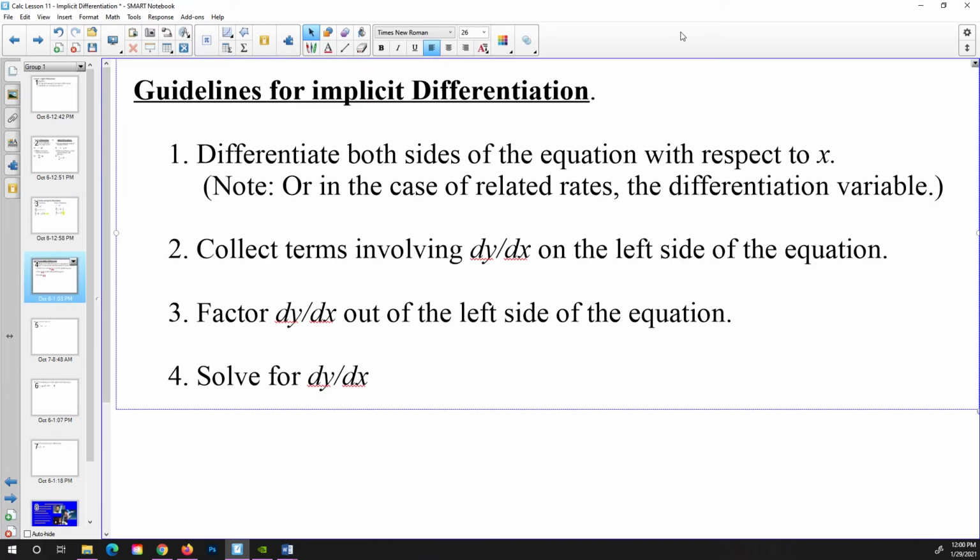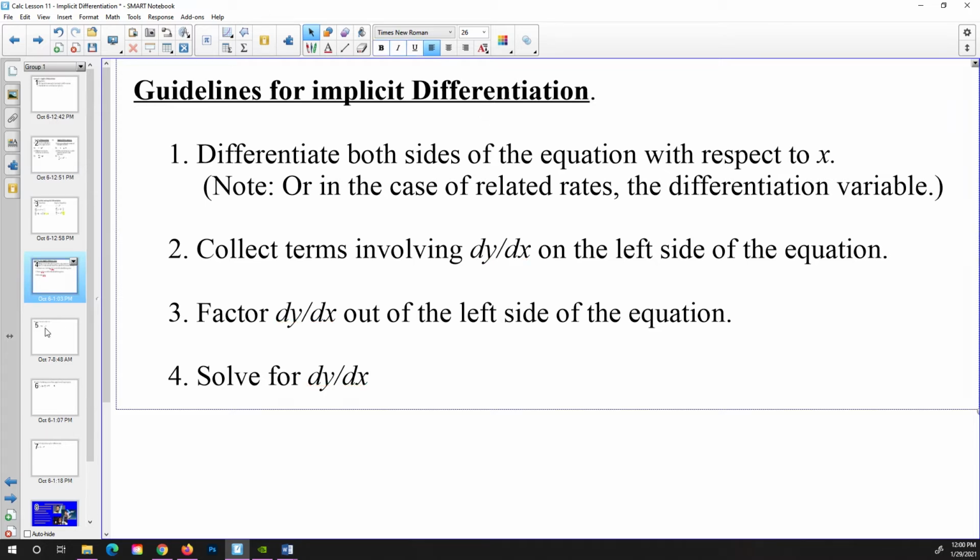Guidelines for implicit differentiation. The first thing we're going to do is differentiate both sides of the equation with respect to x. In the case of related rates, we may have a different variable, but that is for the next lesson. We're going to collect all the terms involving dy over dx on the left side of the equation. We'll factor out dy over dx on the left side of the equation, and then we'll solve for dy over dx.